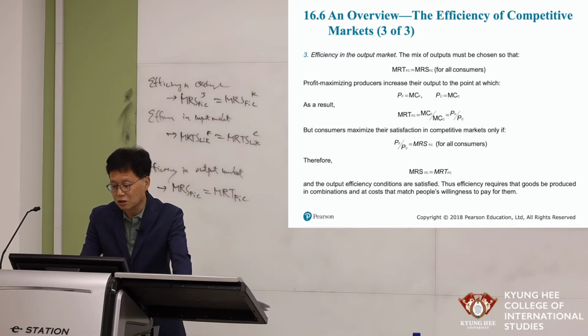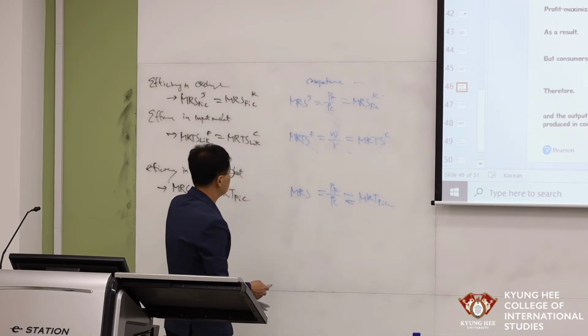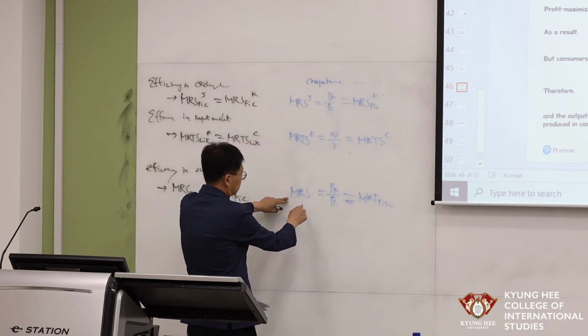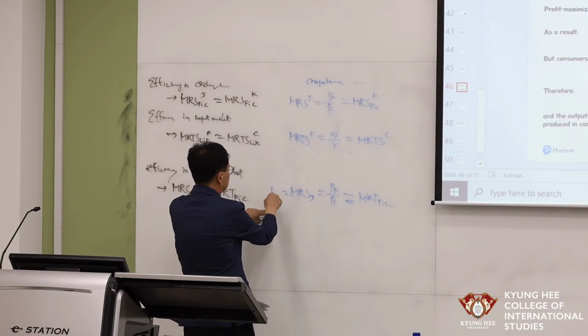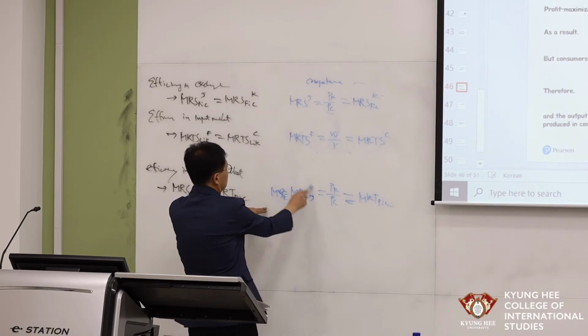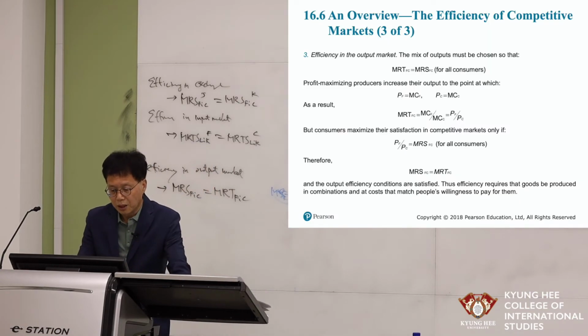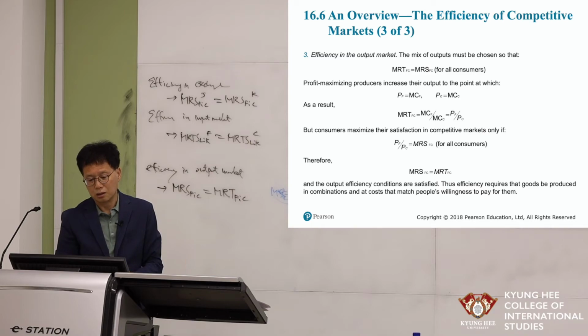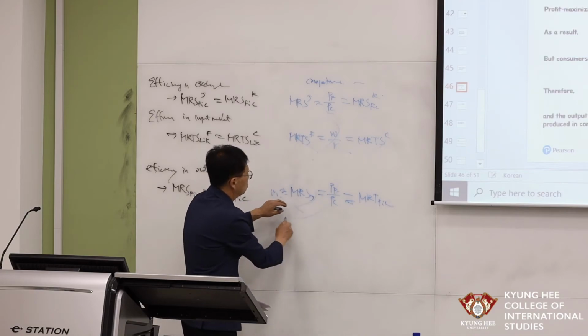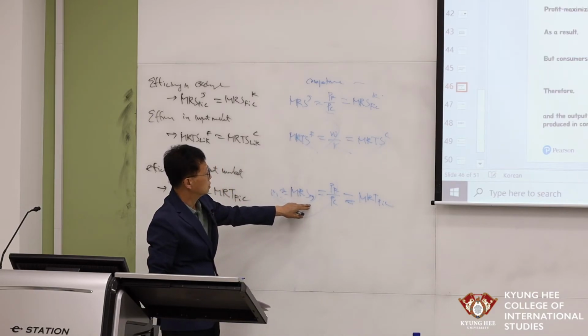Efficiency in output market, the mix of output must be chosen so that MRT is equal to MRS for all consumers, right? So if there are two consumers, that is MRS J is equal to MRT, MRS K is equal to MRT, like this, right? Profit maximizing producers, so we already studied that MRT is equal to MC over, okay, anyway, I already explained. So anyway, this one is utility maximization condition, right? Utility maximization condition for consumers.